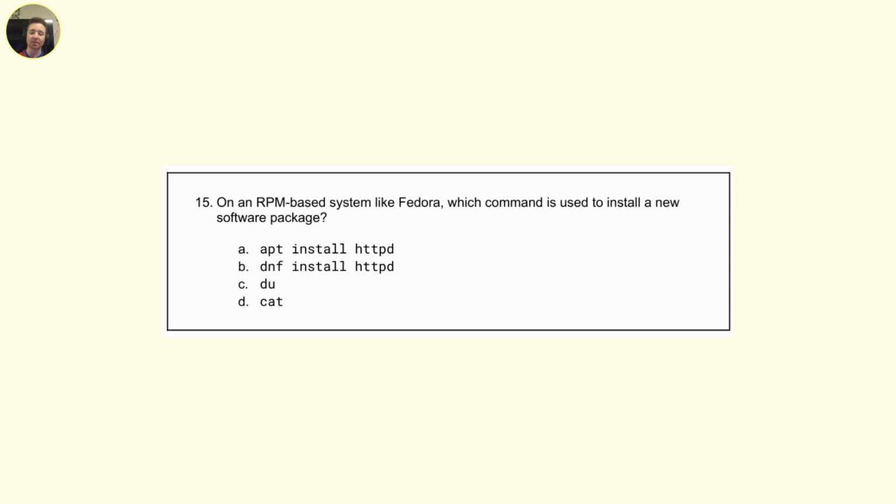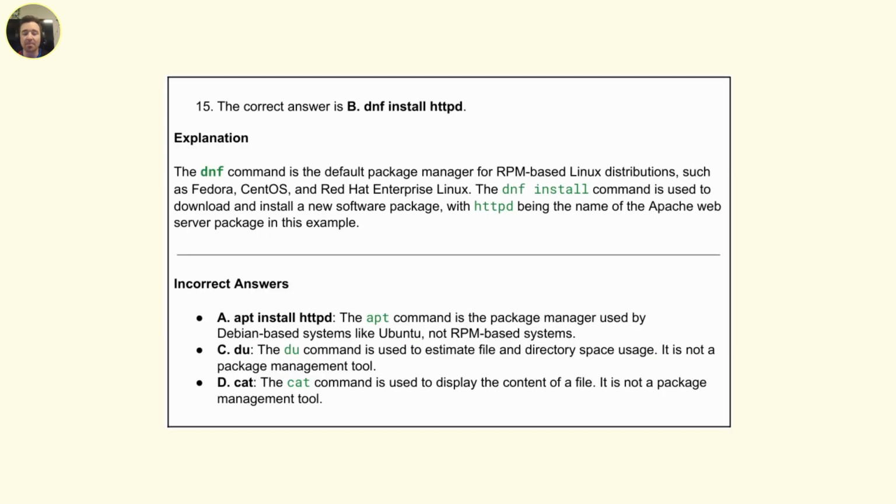Okay. Next one reads, on an RPM based file system like Fedora, which command is used to install a new software package? Is it A, apt install httpd, B, dnf install httpd, C, du, or D, cat? Ooh, pause video if you need more time. Your answer is coming in 3, in 2, in 1, and it is going to be B, dnf.